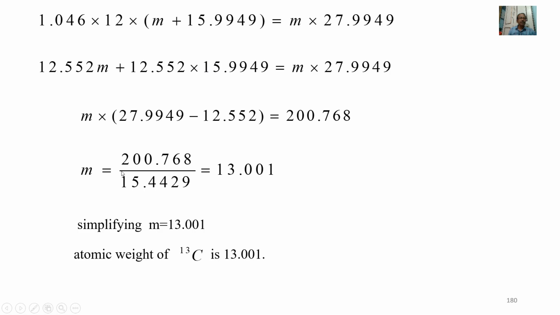So m equals 200.768 divided by, after subtracting, 15.4429, which is equal to 13.001. So this is your atomic weight of the carbon isotope.